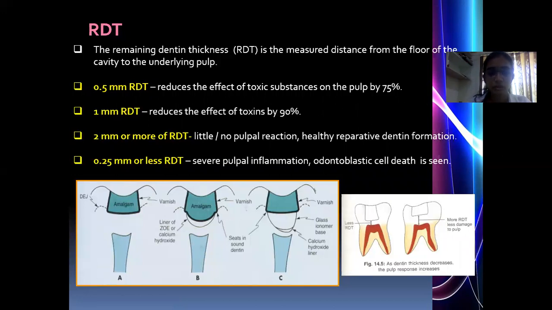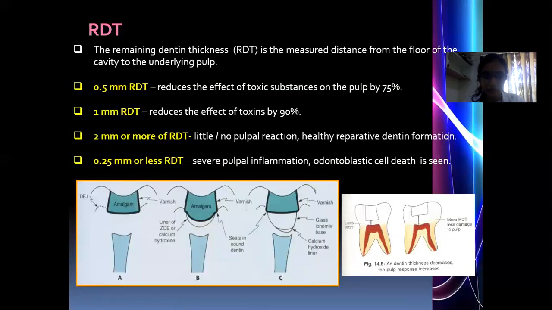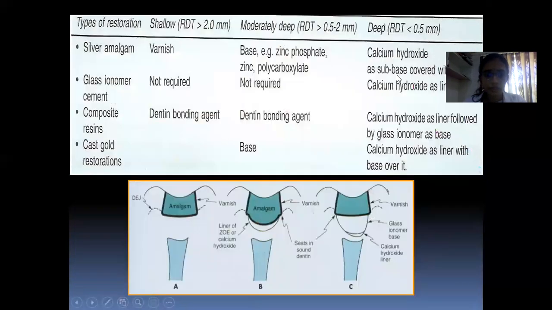If the remaining dentin thickness is 2 mm or more, there is little or no pulpal reaction, and there is healthy reparative dentin formation. If the remaining dentin thickness is 1 mm, it reduces the effect of toxins to the pulp by 90%. If the remaining dentin thickness is only 0.5 mm, it reduces the effect of toxic substances on the pulp by 75%. If the remaining dentin thickness is 0.25 mm or less, severe pulpal inflammation or odontoblastic cell death is seen.